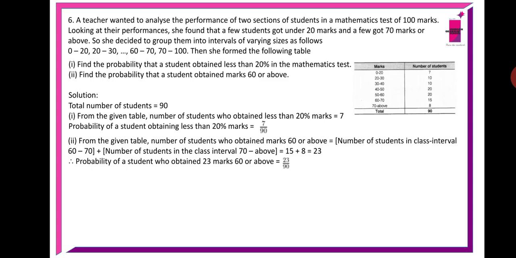Question number 6. A teacher wanted to analyze the performance of two sections of students in a mathematics test of 100 marks. Looking at their performance, she noticed that a few students got 20 marks and a few got 70 marks or above. So she decided to group them into intervals of varying sizes as follows: 0 to 20, 20 to 30, 60 to 70, 70 to 100, like that. Then she formed the following table. From this table, find the probability that a student obtained less than 20% in the mathematics test. Find the probability that a student obtained marks 60 or above.